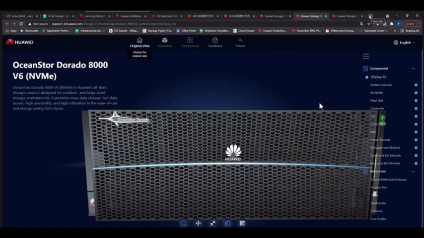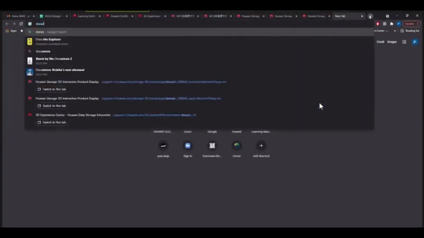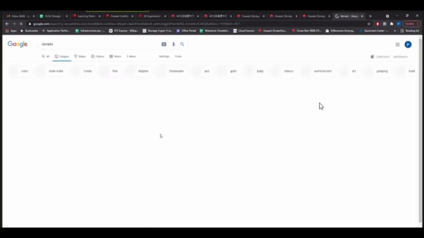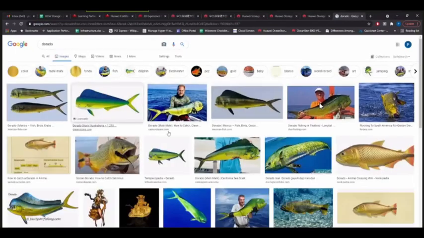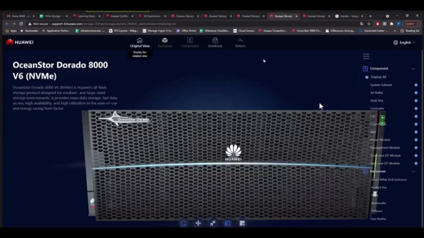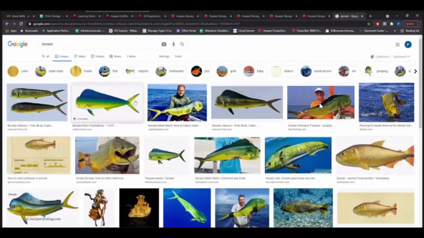So if you go online and you just type in Dorado, you see the image, it's a fish. This is a Dorado, basically. So I don't see anything that looks like a swordfish. Doesn't look like a swordfish, but generally it's a deep sea fish, very powerful, very fast and all this stuff.